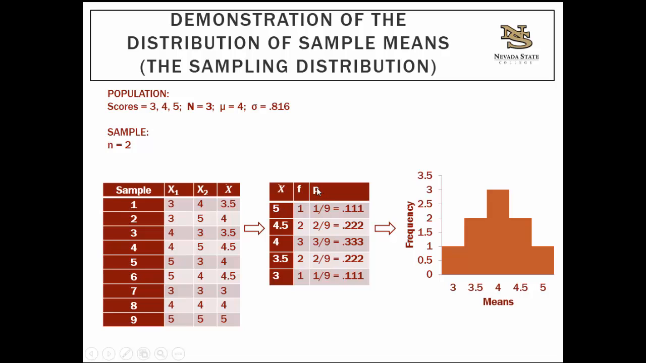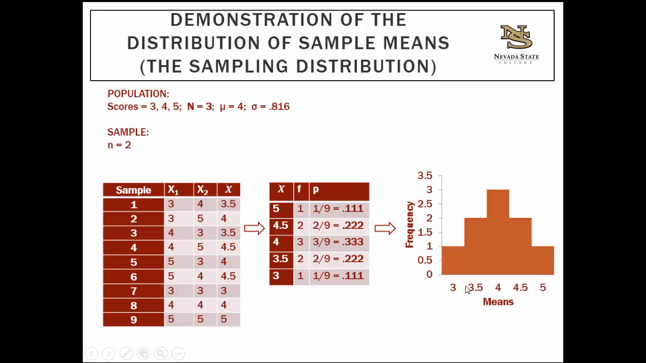And then I went ahead and calculated the probabilities associated with each sample mean. So what this is saying is that if you randomly took a sample mean of 2 from this population, there would be essentially an 11.1% chance that that sample mean would be a 5. If you randomly selected, right, with replacement, 2 people from this population, you would have a 22.2% chance that that sample mean would be 4.5. And all the way down the same interpretation.